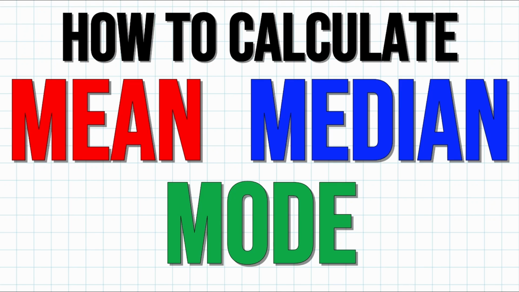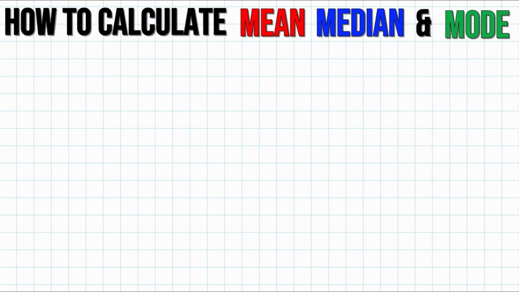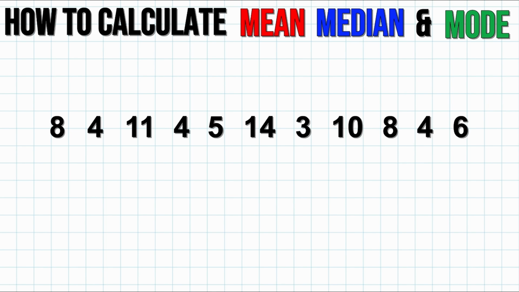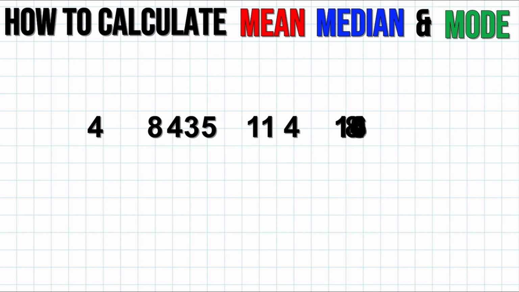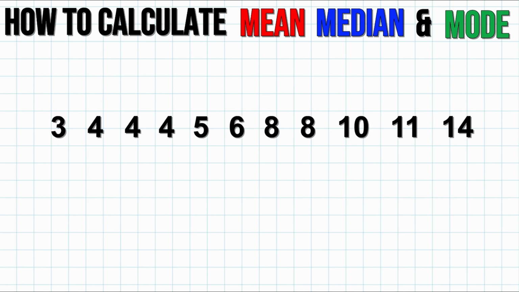In this video, we're going to learn how to calculate the mean, median, and mode. So here I have a set of random numbers: 8, 4, 11, 4, 5, 14, 3, 10, 8, 4, and 6. When you're calculating mean, median, and mode, the first thing you always want to do is reorganize your numbers from least to greatest. So I'm going to do that now, and that just keeps everything a lot more organized and makes everything easier to calculate.